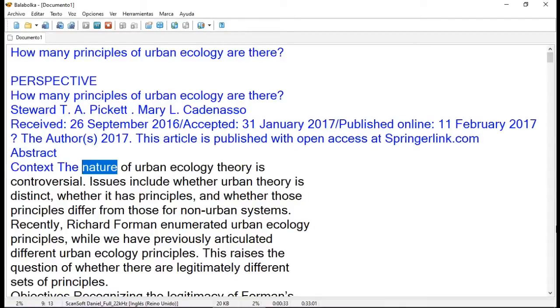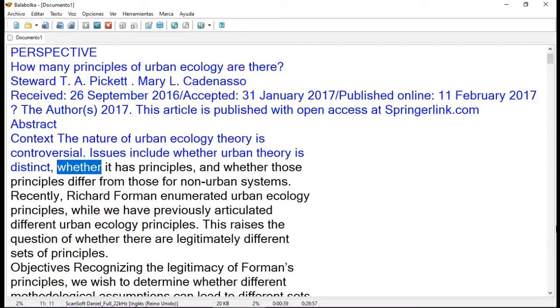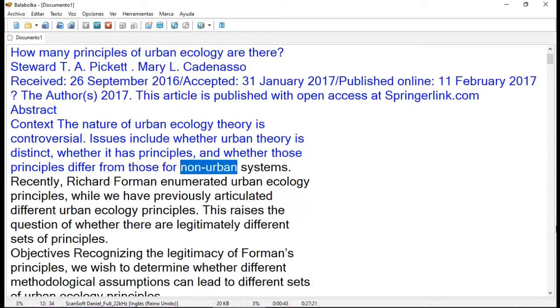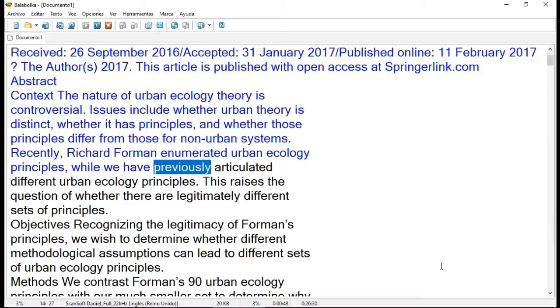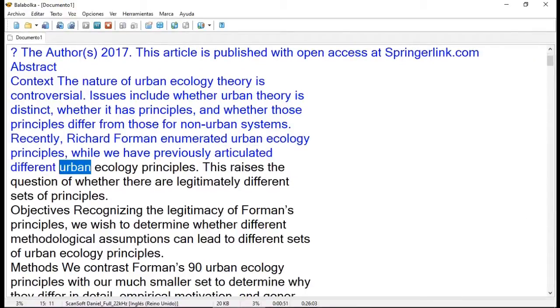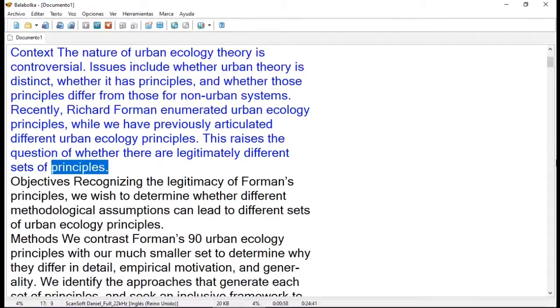Abstract. Context: The nature of urban ecology theory is controversial. Issues include whether urban theory is distinct, whether it has principles, and whether those principles differ from those for non-urban systems. Recently, Richard Forman enumerated urban ecology principles, while we have previously articulated different urban ecology principles. This raises the question of whether there are legitimately different sets of principles.